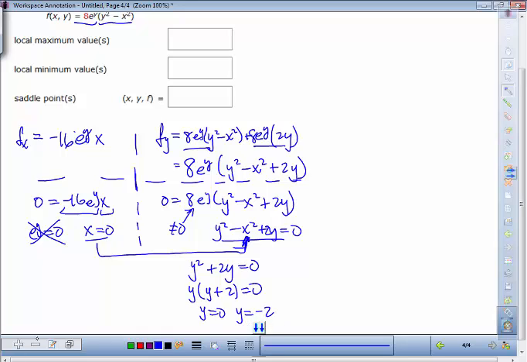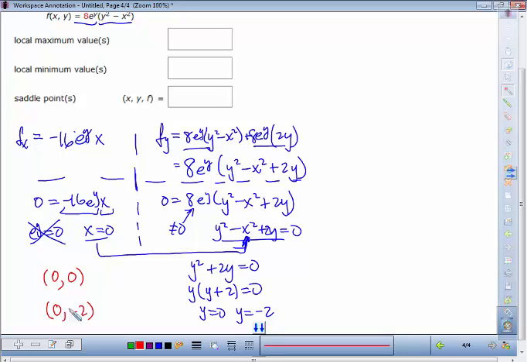Okay. How many critical points do we have? 2 critical points. So I need an xy for the critical point. So what's my x for the first critical point? 0, comma 0. And then the next one, 0, comma negative 2. All right?